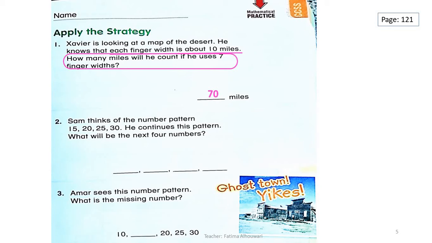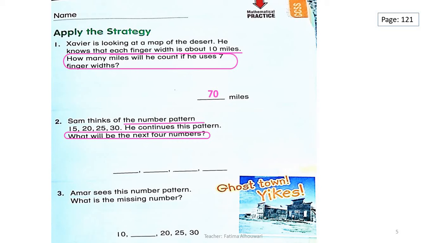Let's see the next one, grade 2. Sam thinks of the number pattern 15, 20, 25, and 30. He continues this pattern. What will be the next 4 numbers, grade 2? What do you think? This is the fact that we know, and this is what we have to find.